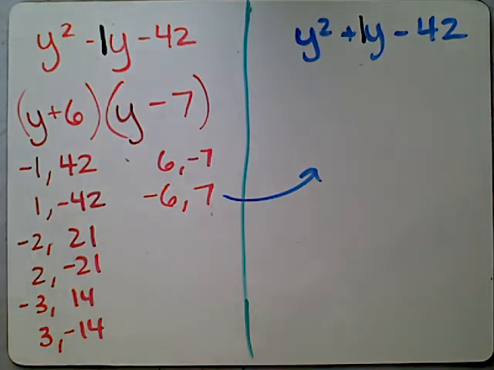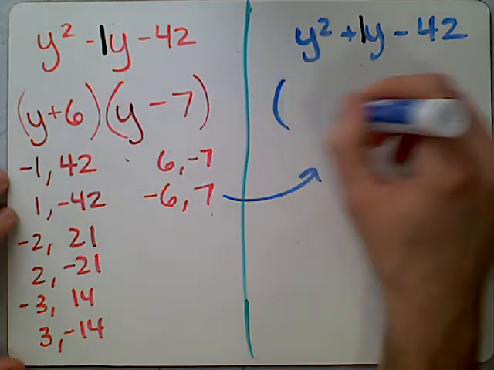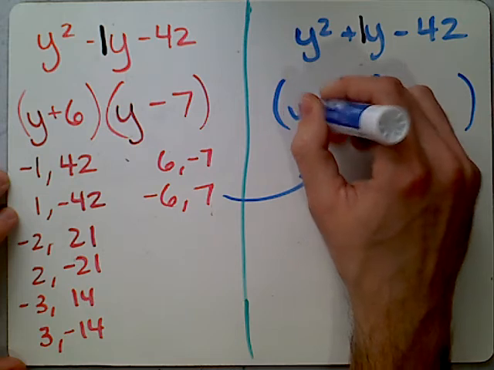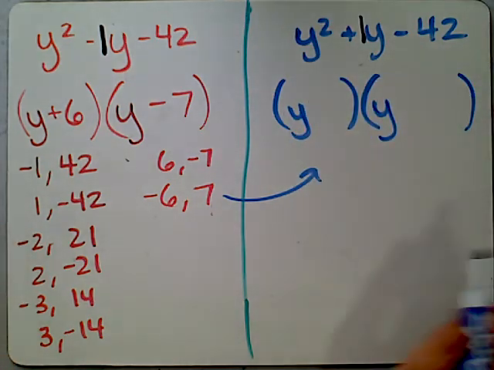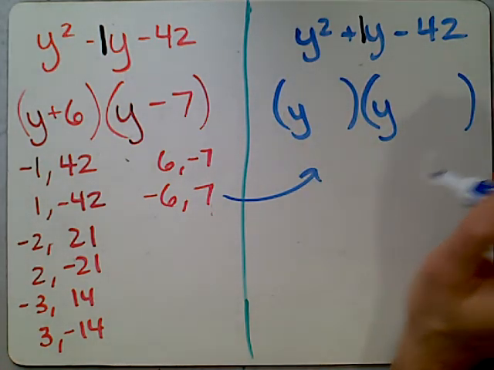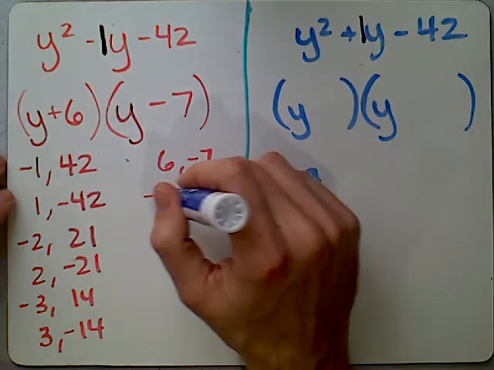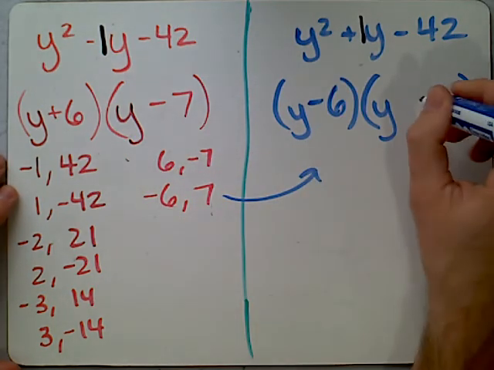So if we go over here, we have the same situation. We're going to set up two sets of parentheses with a y here and a y there. We need the factors of -42 to add up to +1, and in this case that would be -6 and +7.